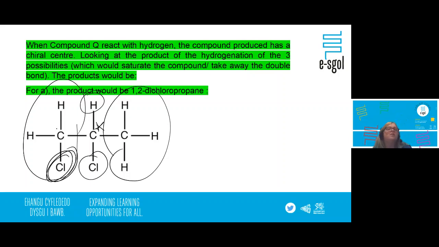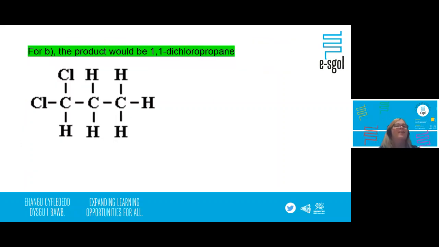Whereas if you look at the hydrogenation product of B, you'll end up with this one. That one isn't a chiral center because it's got 3 hydrogens. This one isn't chiral either because it's got 2 hydrogens.